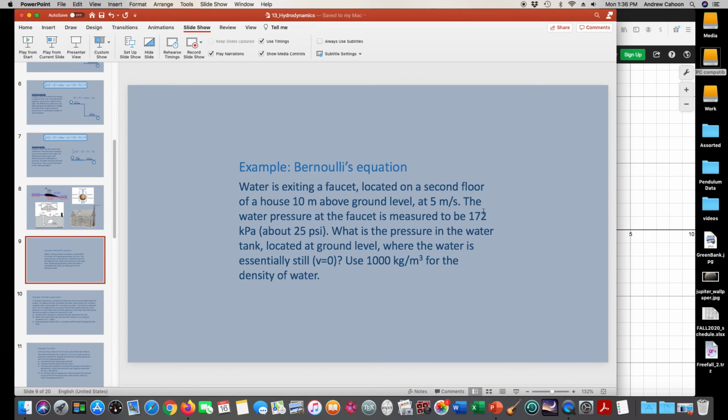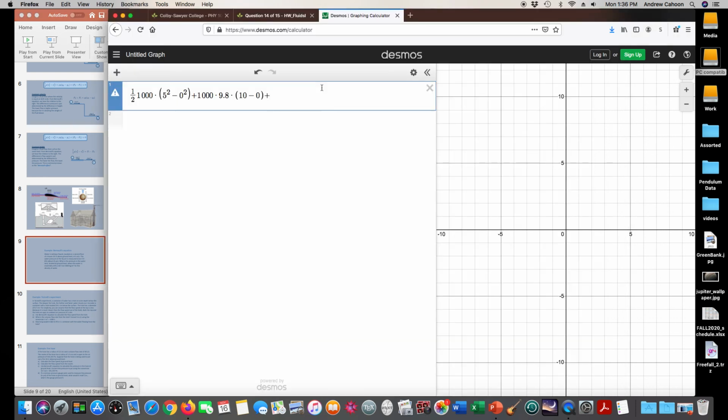So at the faucet, it's measured 172 kilopascals, 172,000 pascals. And then we would subtract P1. And that has to equal 0. So that would be all of the things that go into Bernoulli's equation put into Bernoulli's equation.